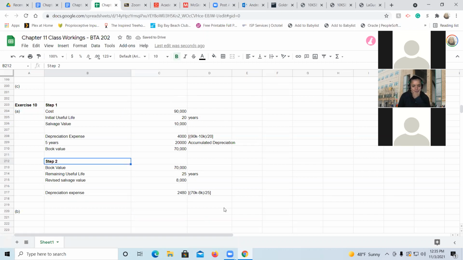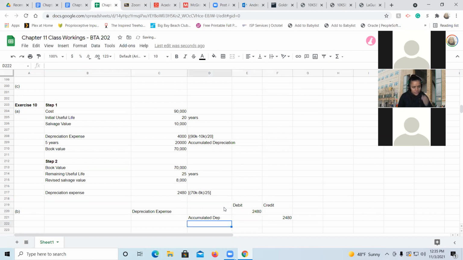So that's the process. Now you're going to do your debits and credits. Was it asked again for journal entries? It's going to be depreciation expense of 2480. And it's going to be accumulated depreciation for the same.